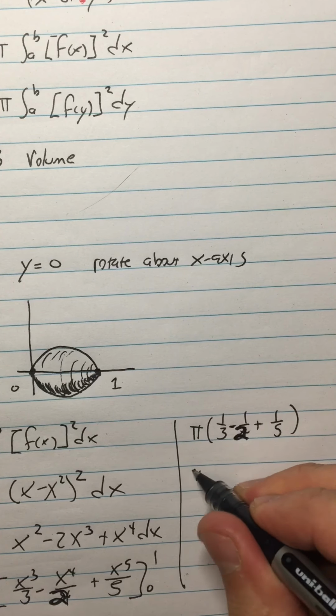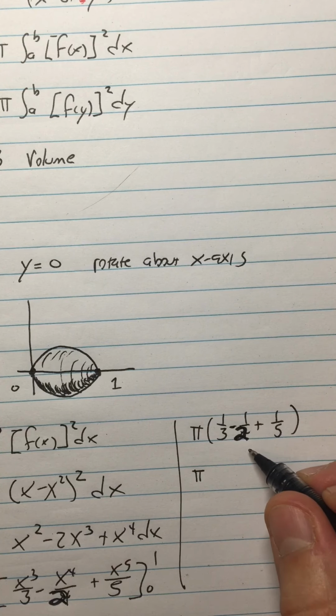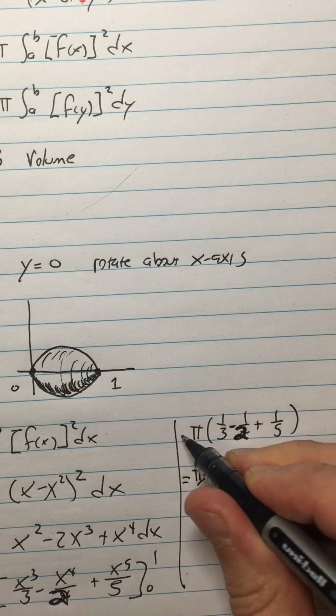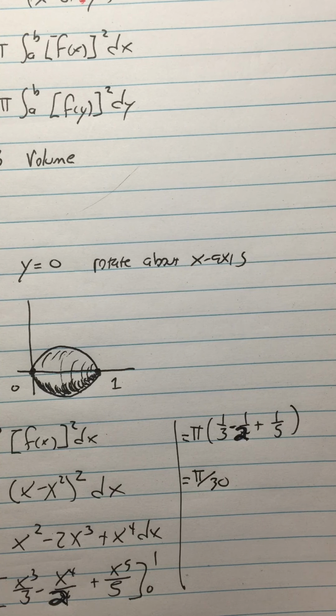All right, and then I'm going to go, 1/3 minus 1/2 is negative 1/6. 1/5 minus 1/6 is 1/30. So it's pi over 30. Don't need a calculator for that.